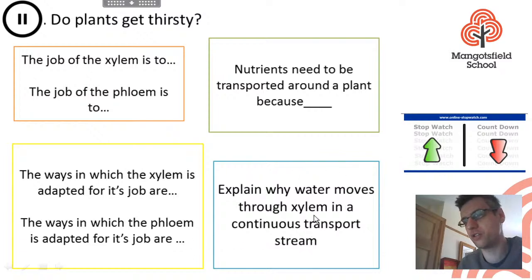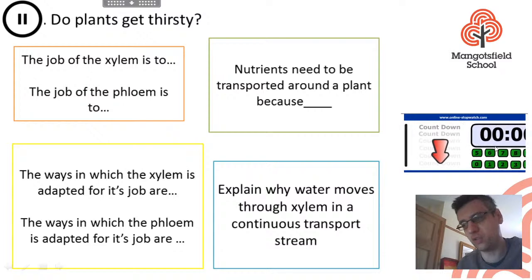Then we've got our extension here to combine in the idea of water molecules and attraction between molecules to help explain how water moves up through the xylem. How does it get pulled up the xylem in a continuous transport stream? And we're combining in the idea of water being made of molecules and the molecules being slightly attracted to each other. So there we go, that's the work for today.